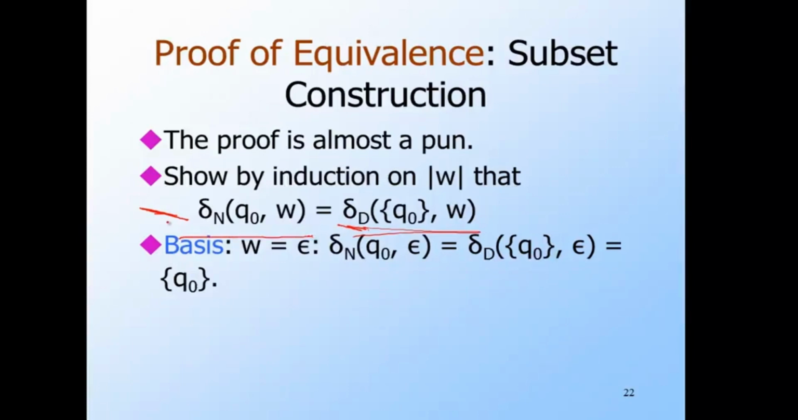For the basis, let W be the empty string. Then delta N of Q0 and the empty string is the set containing Q0 by the basis rule for extending the delta for non-deterministic automata. And delta D of the set containing Q0 and the empty string is the set containing Q0, again, by the extended delta rule for deterministic automata.